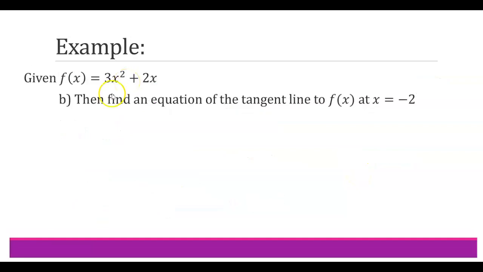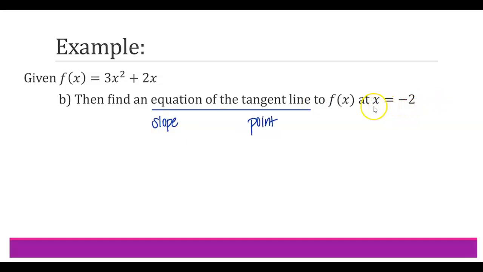Now let's move on to part B of this example. In part B, we're asked to find an equation of the tangent line to f of x at x equals -2. So anytime we want to find an equation of a tangent line, we are going to need two things. We are going to need the slope at that particular point, and we're going to need the coordinate point.